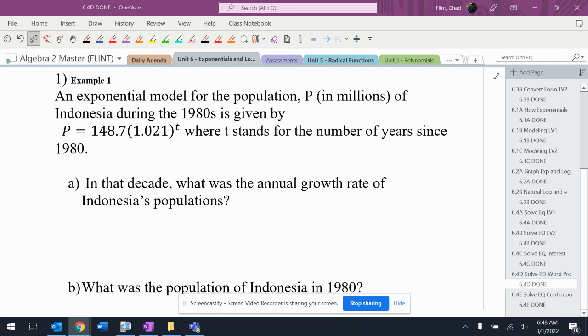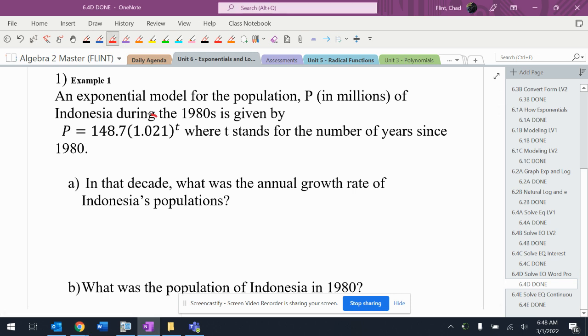So these questions are going to ask you several parts a lot of times. This is how they would look on the Regents exam or your own exam, your assessment at the end of the unit. There's a model, it gives you the model, it doesn't make you write it. It says T stands for the number of years since 1980. In that decade, what was the annual growth rate of Indonesia's population?